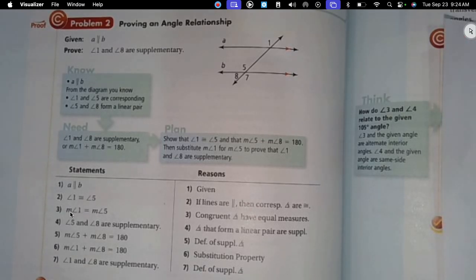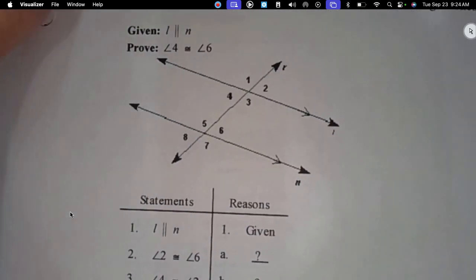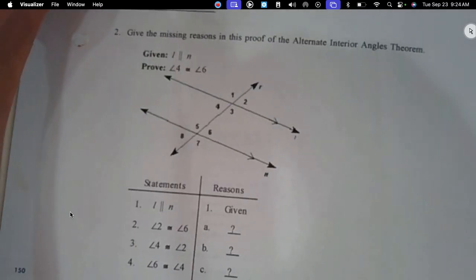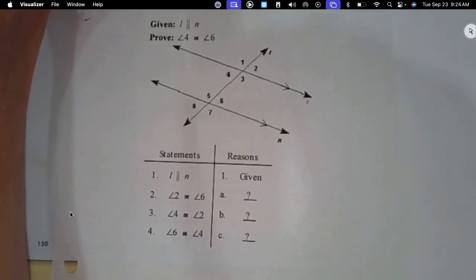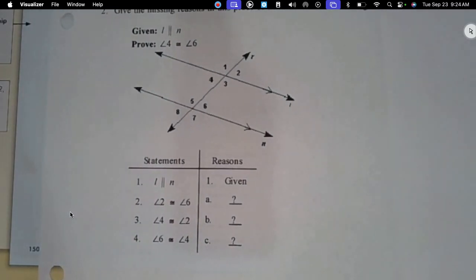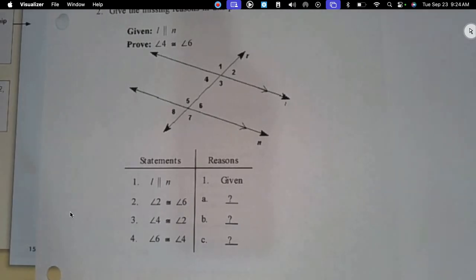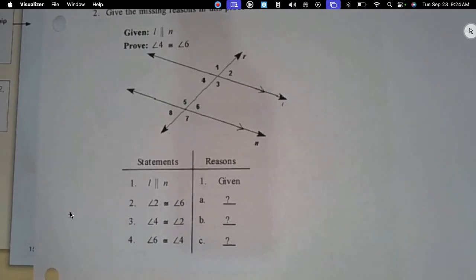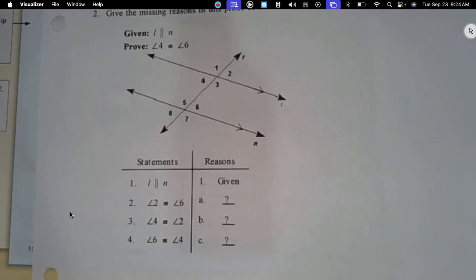Let's see. This one right here. Okay. This is different. All right. This might be like what's on your test. We're going to try and do this one. We are trying to prove that 4 and 6 are congruent. 4 and 6 are alternate interior angles, so we cannot use that as part of our proof. We're trying to prove that they are congruent. So the first thing that they give us is that L is parallel to N, that's given to us.